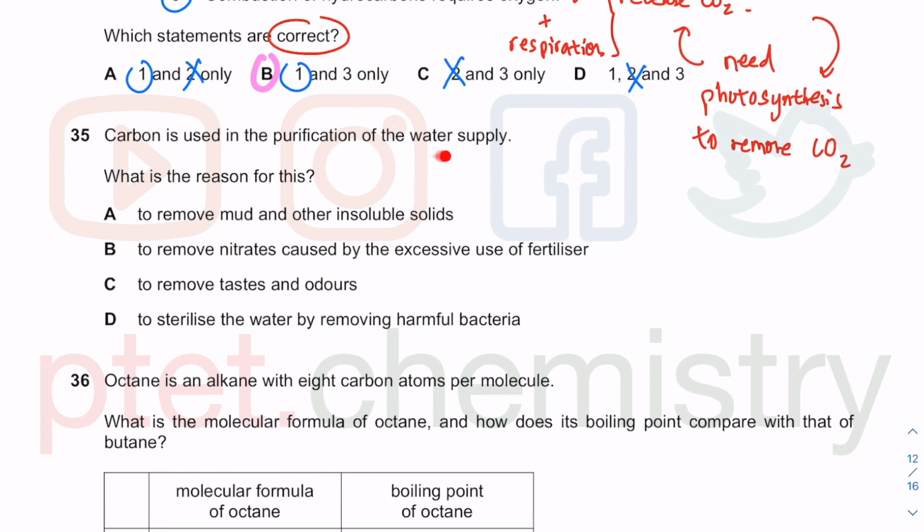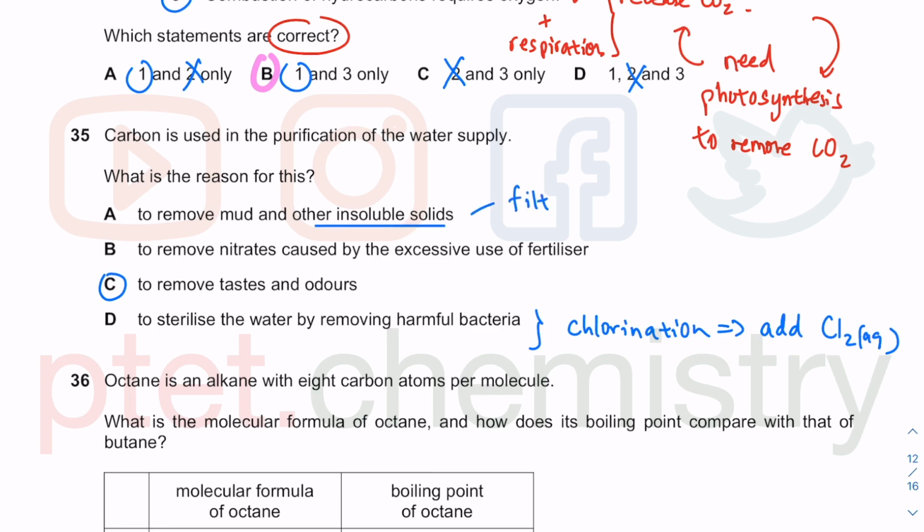Carbon is used in purifying the water supply. So we know that this is a very direct question, just to remove taste and odor, because carbon is actually used in water filters for this exact same function. We know to sterilize the water, that would be the chlorination step. So in the chlorination step, we would add aqueous chlorine, and it will kill microorganisms and harmful bacteria. First one, to remove insoluble solids, there will be your filtration stage. As for removing nitrates, that's going to be tricky because all nitrates are soluble. That is why this last step is going to be, sorry, not the last step.